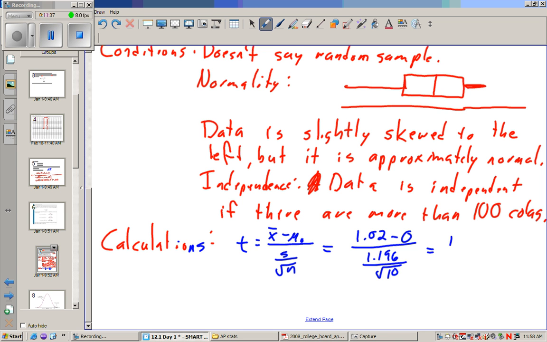Well, if I just did the top, I'd get 1.02. 1.196 divided by the square root of 10 will get us to 0.378. So 1.02 divided by that answer will give us a t statistic of 2.697, let's say if we round. Alright, so we have our t statistic.